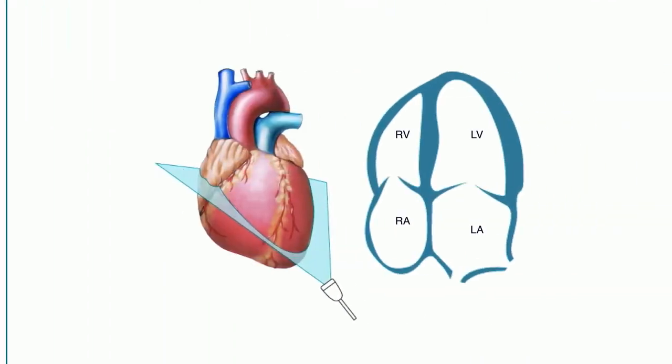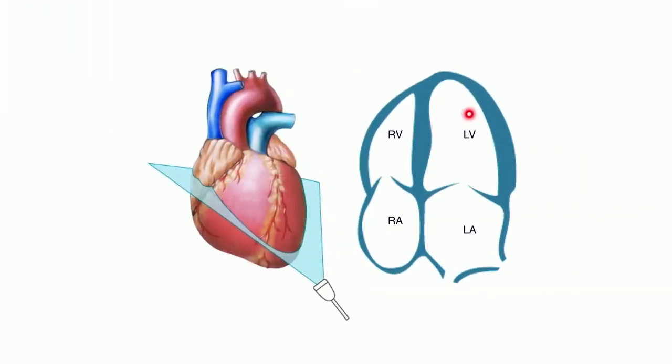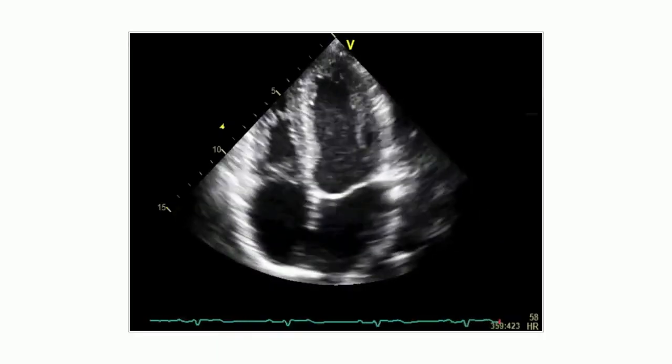Let's review briefly what we just saw. We saw an apical four-chamber view. We saw the left ventricle, the left atrium and the mitral valve, the right ventricle, the right atrium and the tricuspid valve. And here is a four-chamber view.